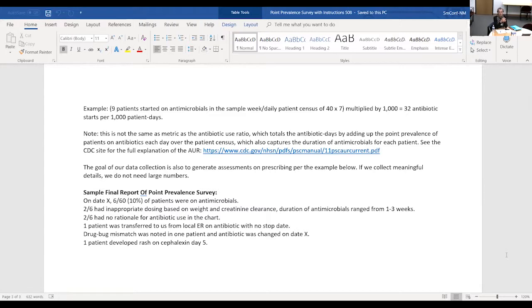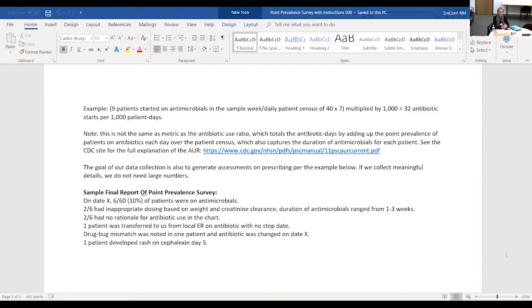So here's a sample final report about how your point prevalence survey might look that you could bring to your committee. On date X, we had 10% of the patients on antimicrobials. 2 out of the 6 had inappropriate dosing based on their weight and creatinine clearance. The duration of antibiotics ranged from 1 to 3 weeks. 2 out of 6 had no rationale for antibiotic use in the chart, no indication.